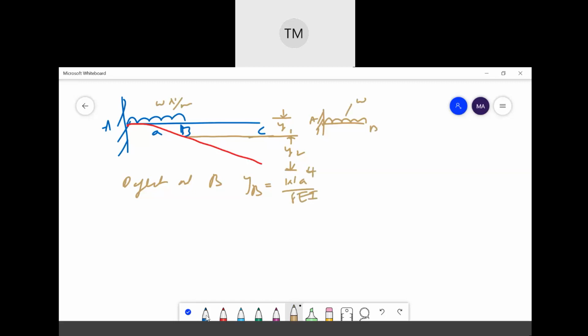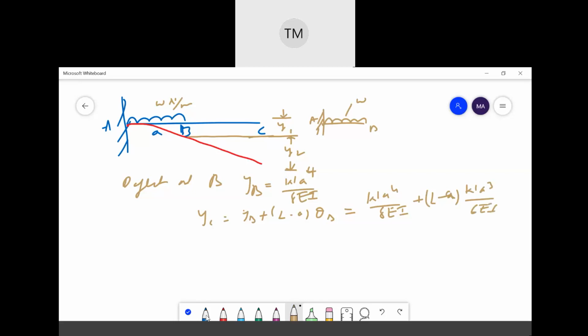Similarly, the deflection at C, I have already told you, you have a derivation. From the previous derivation, deflection at C is deflection at B plus (L minus a) into slope at B. That is the formula you are applying here. Deflection at B is w a to the power of 4 by 8 EI plus (L minus a) into w a cube by 6 EI.